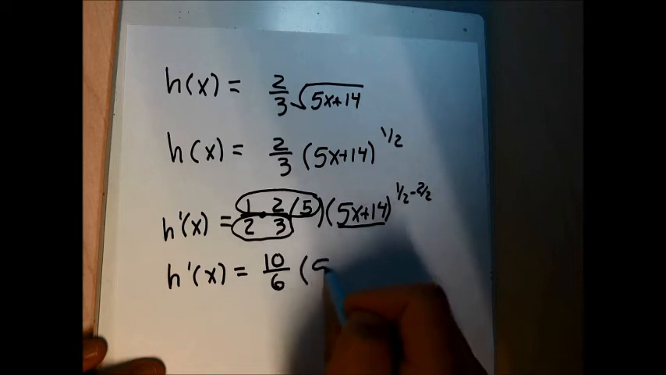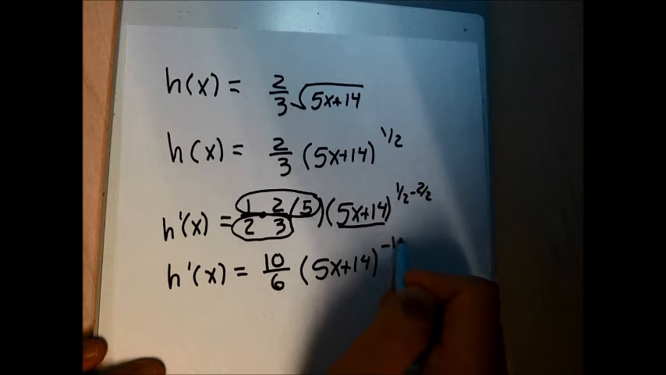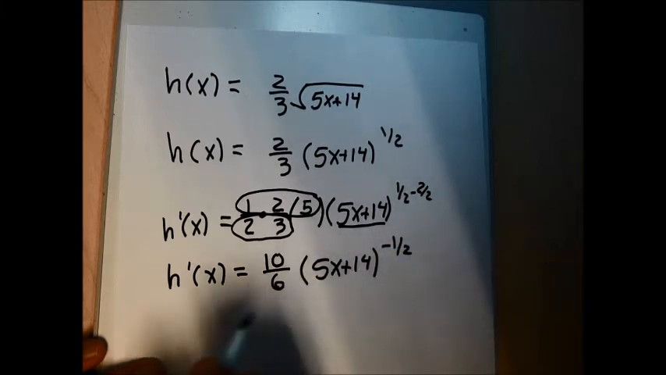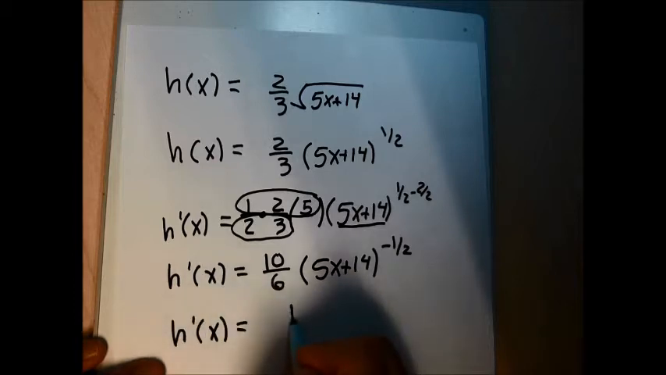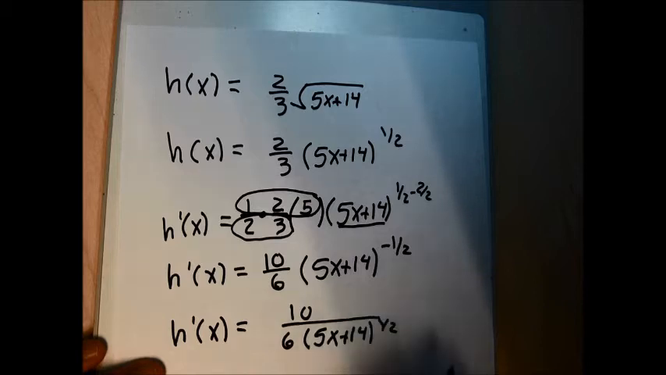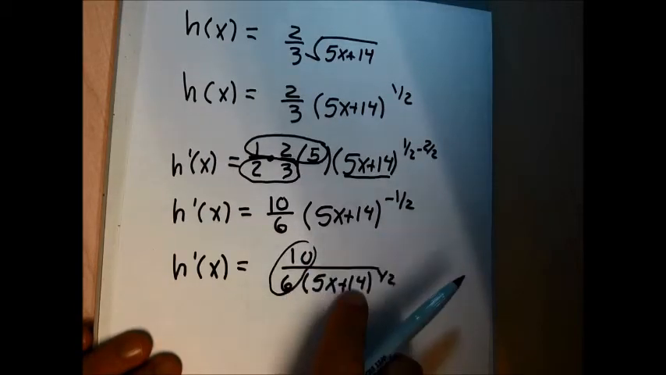And then I'm going to have 5x plus 14 to the negative 1/2 power. I'm going to make that exponent positive by moving this down to the denominator. So I'm going to get h prime of x equals 10 over 6 times 5x plus 14 to the 1/2 power. I'm going to reduce the fraction, and I'm going to write this with a square root.